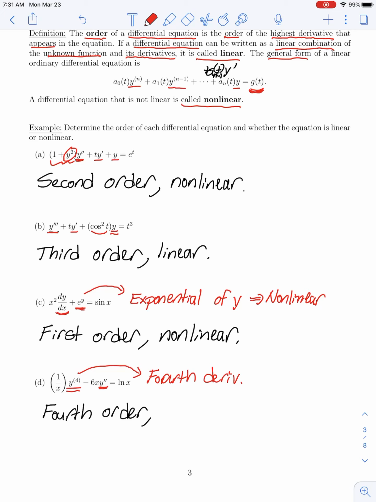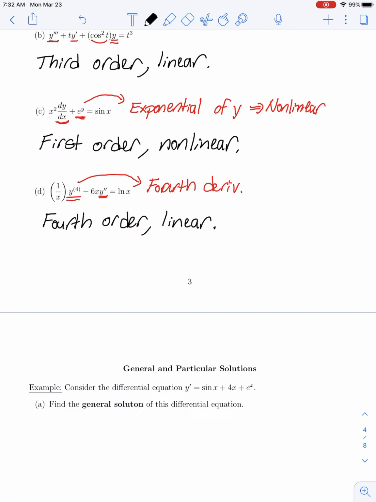Now, if we move to that fourth order derivative term, we again have a function of x out in front, 1 over x, which is nonlinear, but we only need linearity with respect to y and the derivatives. And then on our right-hand side, we have log of x, which is just a general function of x. So this does indeed have the form of a linear equation. So this is a fourth order linear differential equation. A little practice here with reviewing whether an equation is linear or not and determining its order.